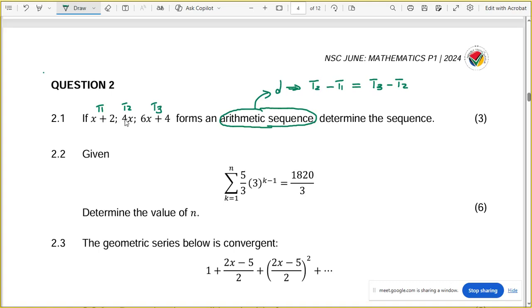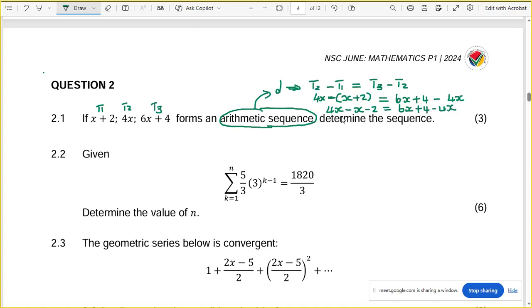Okay, so I'm going to definitely work this thing out. My T2, that's 4x. So this will be 4x minus T1, and T1 is x plus 2. Whatever you're subtracting, make sure that you put it inside the bracket. This is very important. And then equate this to T3, which is 6x plus 4, minus T2, which is 4x. So now you just have to multiply out the bracket with that negative. So this will be 4x minus x minus 2, equals 6x plus 4 minus 4x.